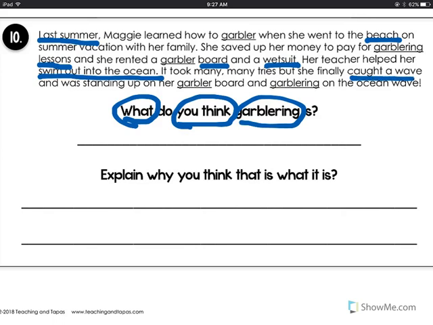And she's catching a wave. Oh, so maybe it means that she's boogie boarding or body surfing. So let's see here. Okay. Oh, here it is. And she was standing up. Well, that's definitely not boogie boarding or body surfing. If you're standing up on a wave on a board, that is definitely surfing.